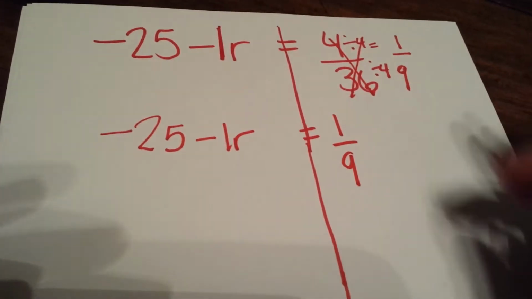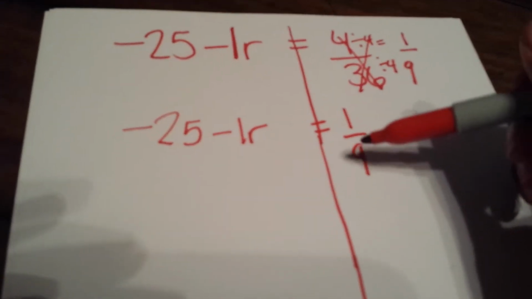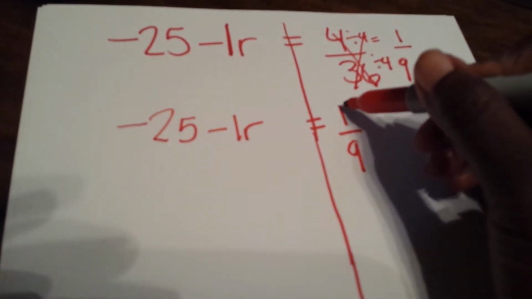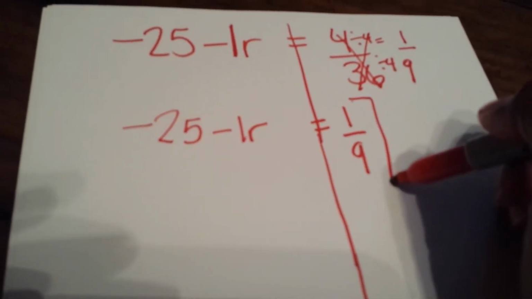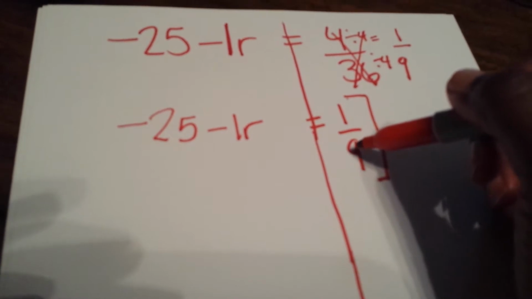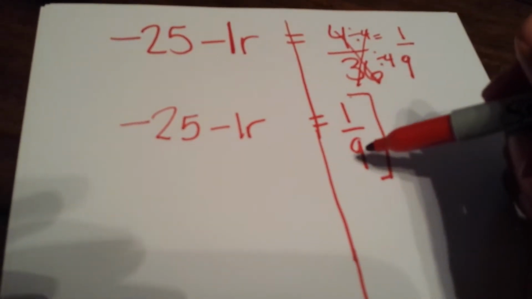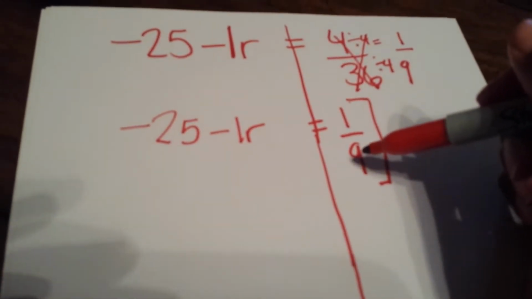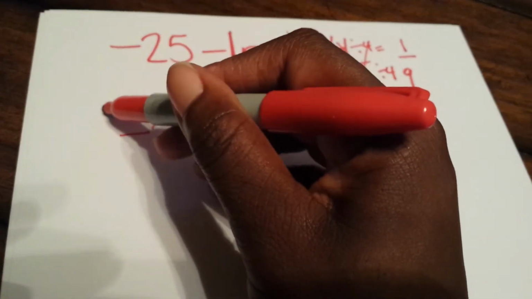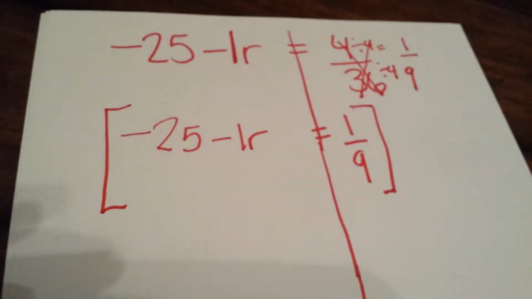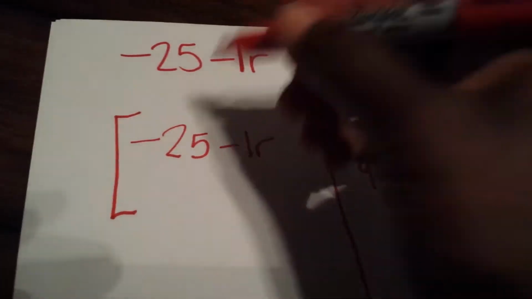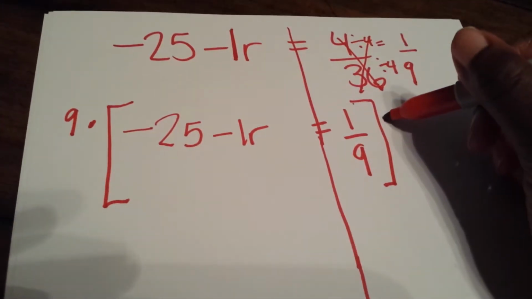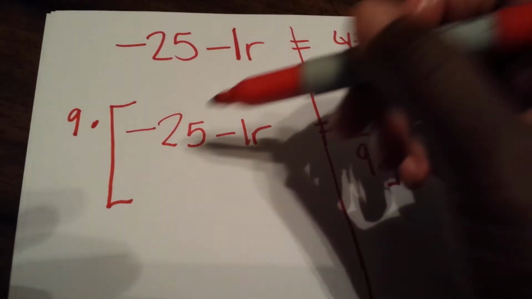Okay. Now, I don't like working with fractions when I'm solving equations. So to get rid of that, I can always take the entire equation and multiply it times the denominator. In this case, my denominator is 9. So I'll multiply everything times 9 so that I don't have a fraction over here. Multiply this side times 9 and multiply this side times 9.